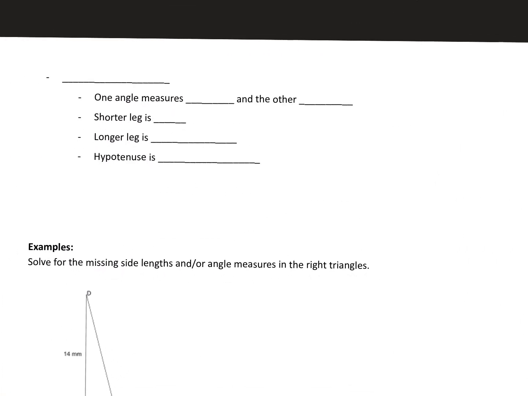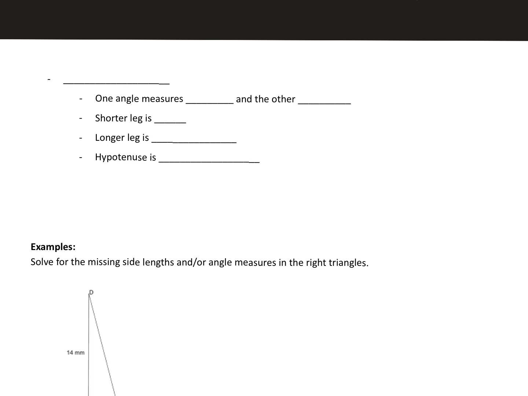The other type of special right triangle is a 30, 60, 90. So obviously one angle measures 30 degrees and the other measures 60 degrees. Now here we let the shorter leg be x, which is across our 30-degree angle because that's the smaller angle. The longer leg is x times square root 3. And then the hypotenuse is 2x.